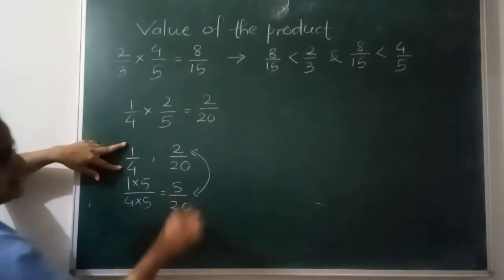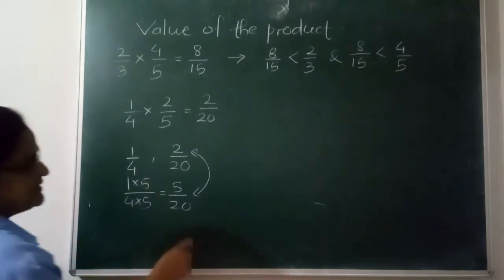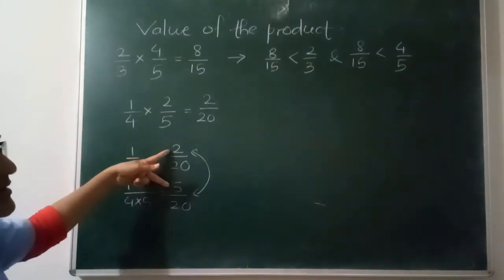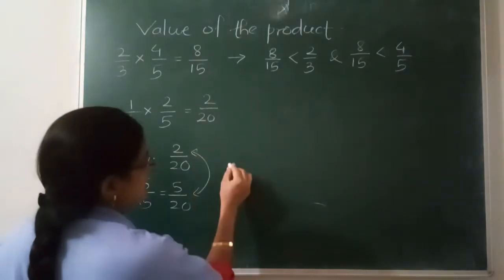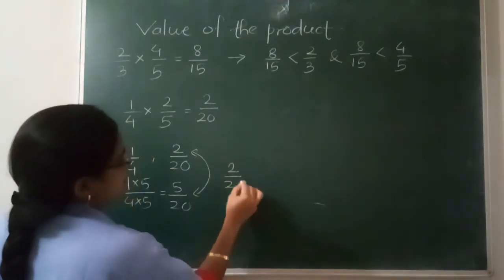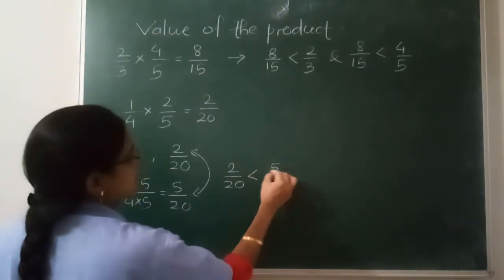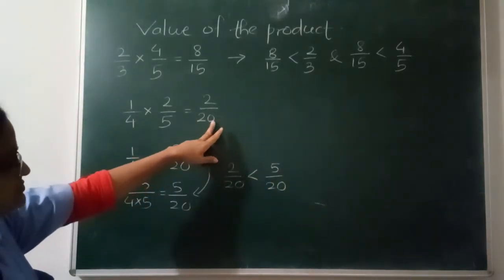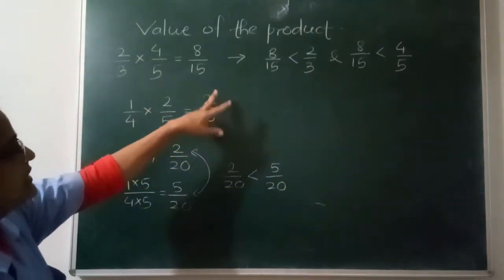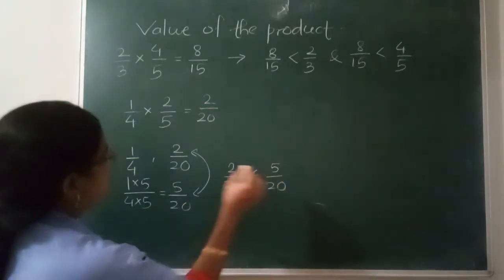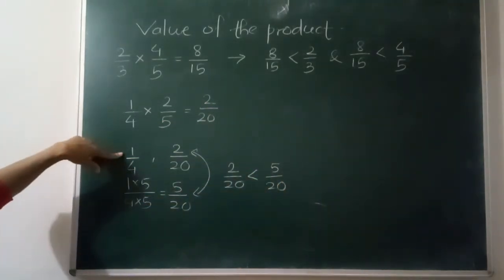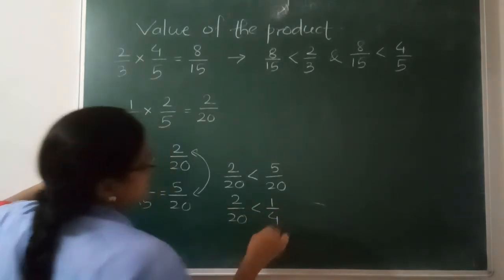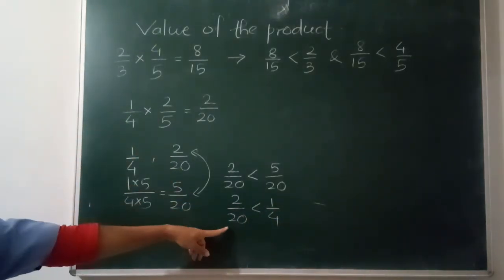Now I have to compare these two fractions. So can I easily say, as the denominators are same, the fraction with smaller numerator is smaller. And so here what will be the comparison? 2 upon 20 will be smaller than 5 upon 20. But 2 upon 20 is what? It is the product, and 5 upon 20 is what? It is the equivalent fraction of 1 upon 4. So I will get 2 upon 20 is smaller than 1 upon 4.